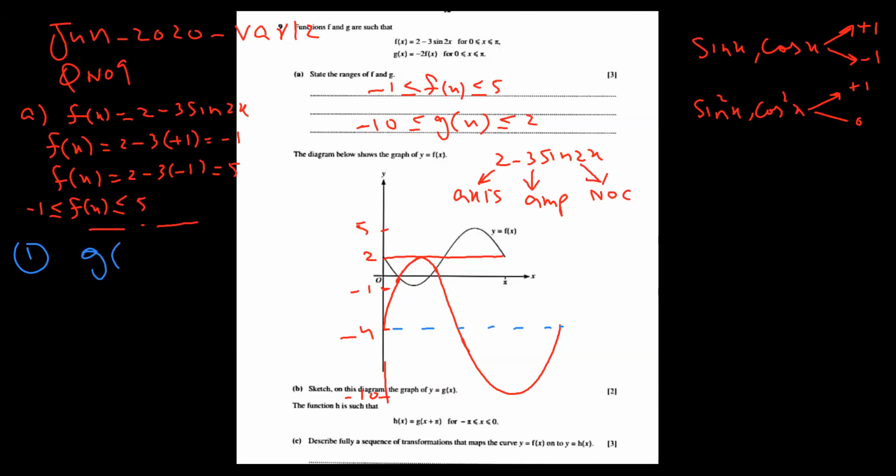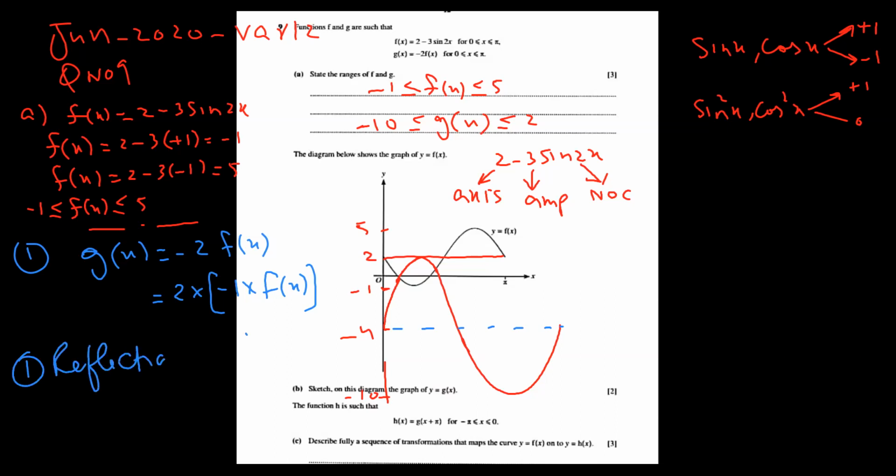So g of x is equal to -2 f of x. So if I show you the two things together, I can change it like this, step by step. I can say that 2 times -1 into f of x. What is multiplying the whole function? I taught before, when you multiply the whole function by -1, it is called reflection in the x-axis. So number 1, it is called reflection in the x-axis. Done.